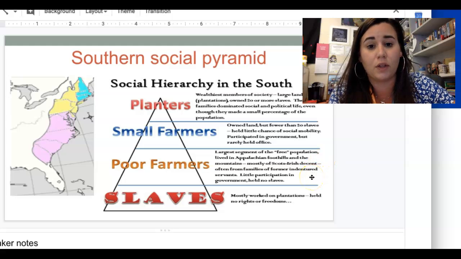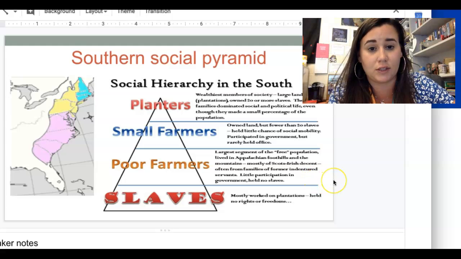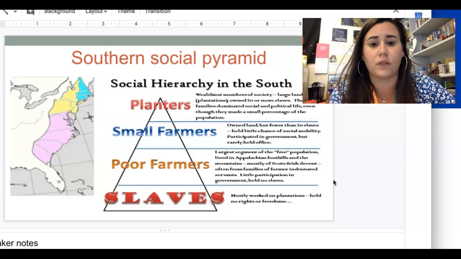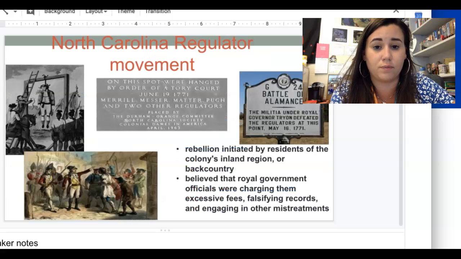Poor farmers are going to be the largest segment of the free population in the South. They usually own their own land as well, but they would not have held any slaves, and they would not participate in the government. And then we see at the bottom of the triangle the enslaved population in the South. 90% of enslaved people in the colonies did live in the South, working on the large agricultural plantations.